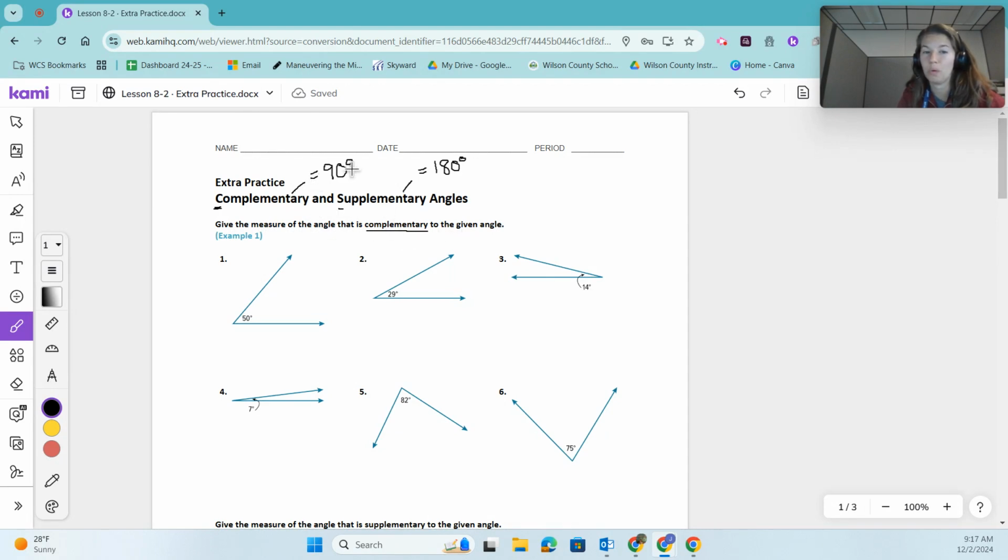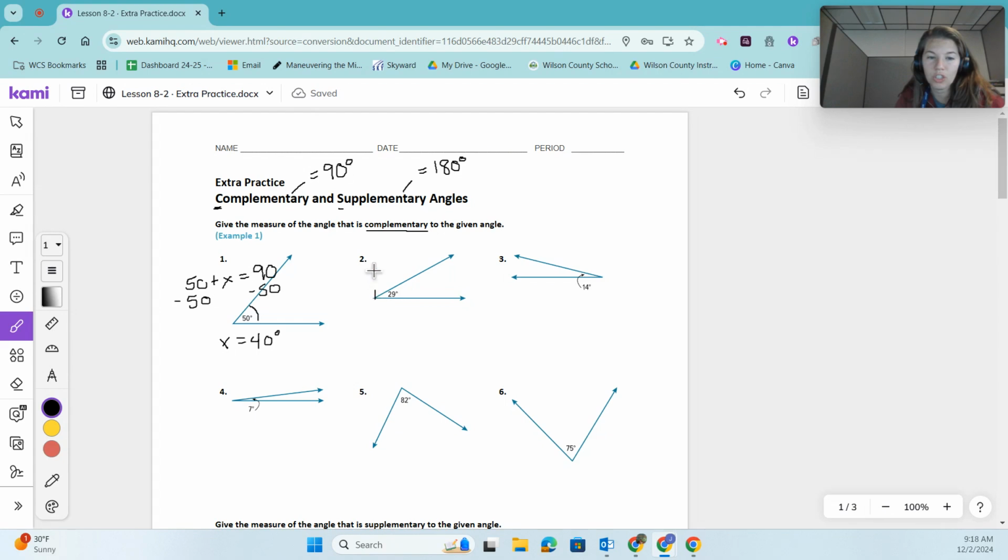Now, this says give the measure of the angle that is complementary to the given angle. That means it is going to equal 90. So this angle, 50, plus another angle that we don't know is going to equal 90 degrees. And now we just have a one-step equation to solve. I'm going to subtract my 50 on both sides. x equals 40. So the angle that is complementary to 50 is 40. So 40 degrees is the complementary angle.